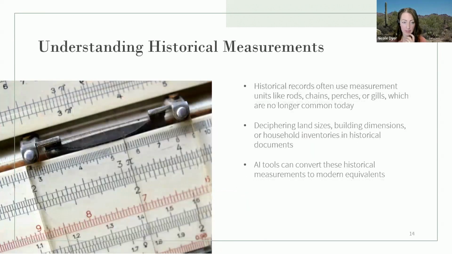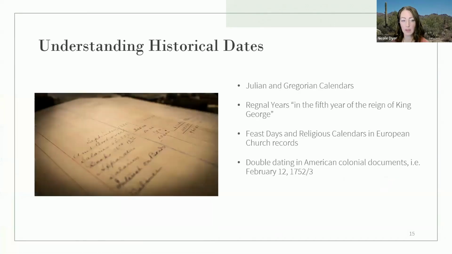And even beyond that, we have historical measurements. If you've ever come across a deed that has rods, chains, perches, gills, these are not common today. So we have to figure out what that means and decipher that to help us understand the size of their land, building dimensions, and other things. AI can help us. In the past, they said AI was not good at math, but now the newer models are good at math, so we can still use them now.